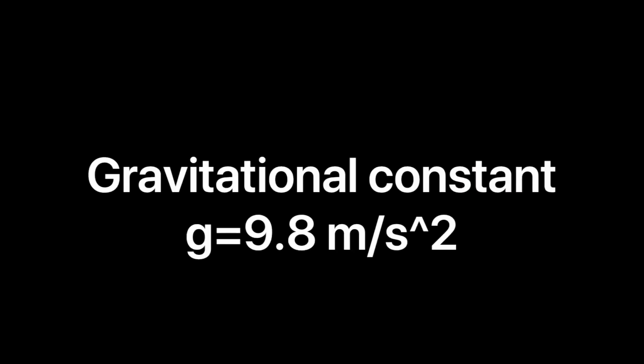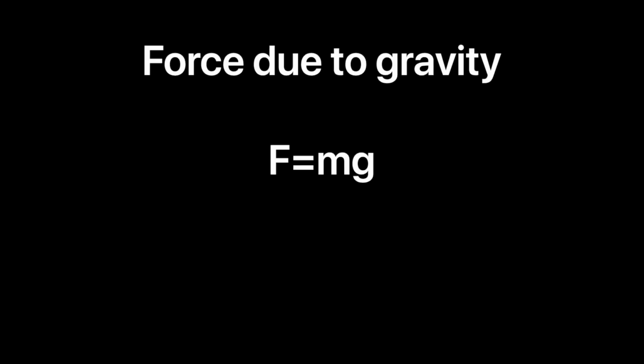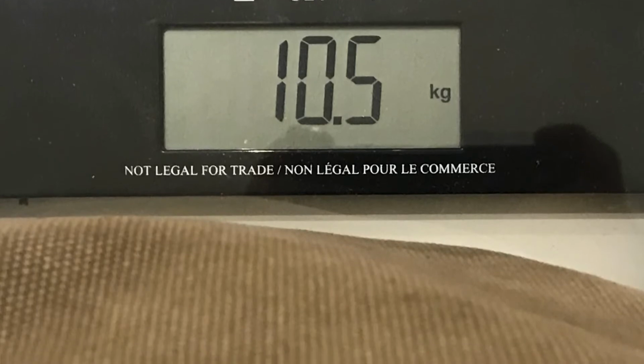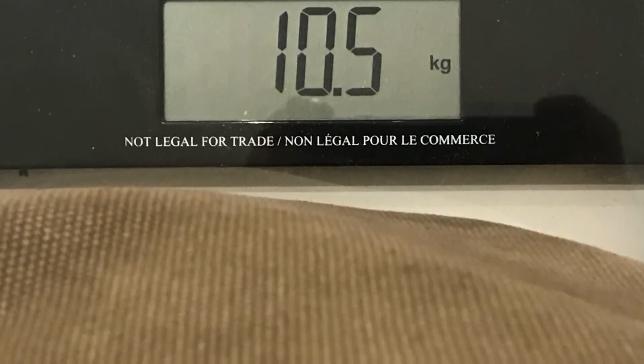The acceleration of gravity is 9.8 meters per second squared, and this is called the gravitational constant, g. The gravitational force is also called weight, and the weight is equal to mass times g, where g is the gravitational acceleration. Please note that weight is a force and it is different than mass.